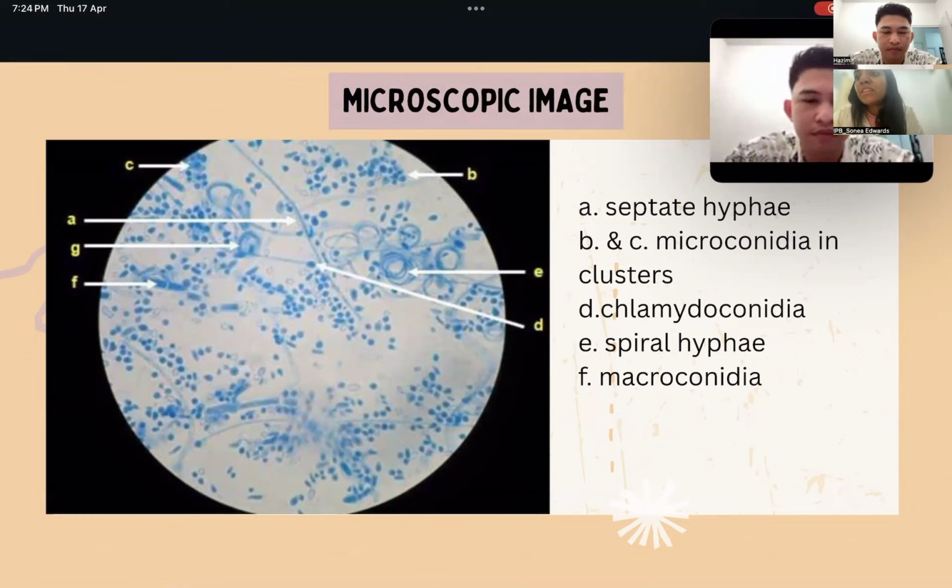And D, Trichophyton equinum is one of the species that has chlamydoconidia, which most of the fungal species do not have, which you can see in D. And then E, we have the spiral hyphae, which is also another characteristic of equinum. And then F, you can see the macroconidia, the large shape of the microconidia.